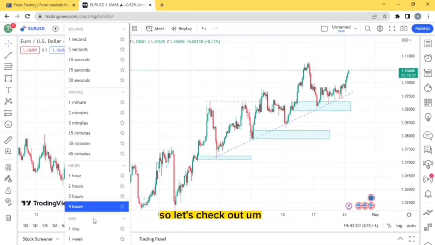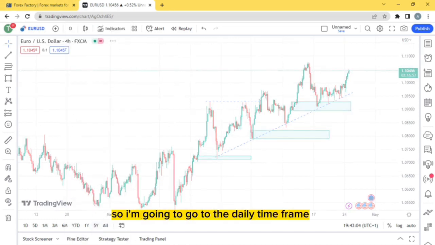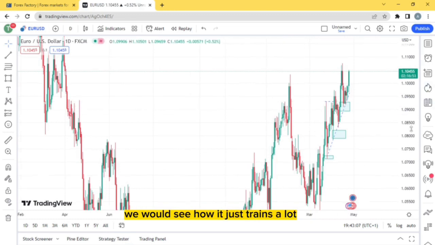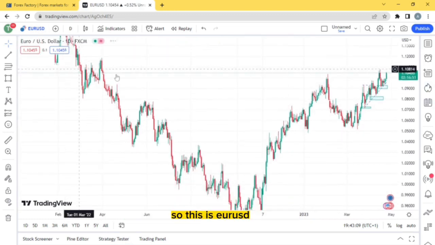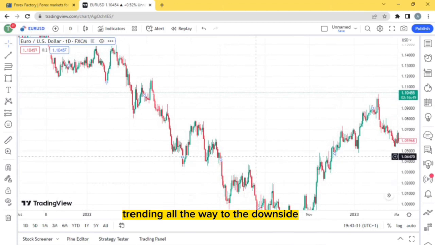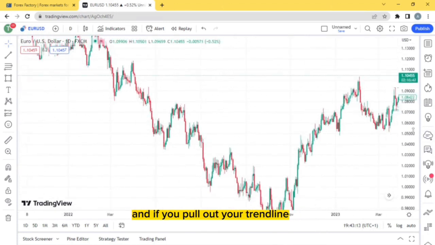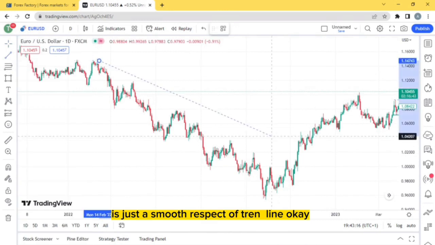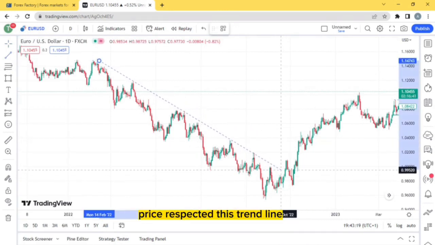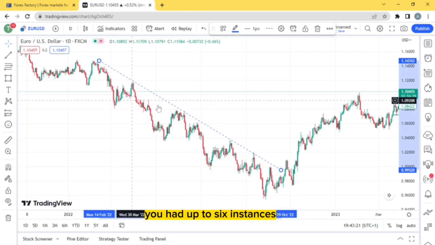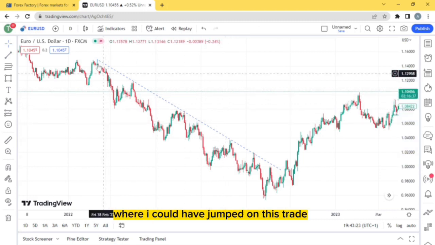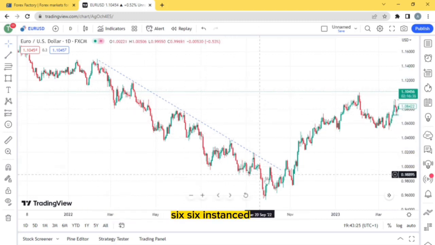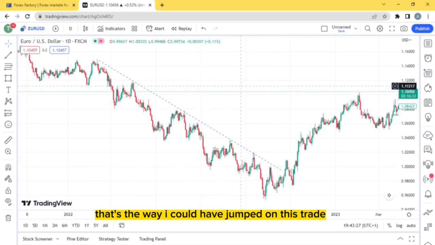So let's check out some data towards it. So I'm going to go to the daily time frame. We would see how it just trends a lot. So this is EURUSD trending all the way to the downside, and if you pull out your trend line, you would see that this is just a smooth respect of trend line. Okay, all the way price respected this trend line. You add up to 6 instances where you could have jumped on this trade: 1, 2, 3, 4, 5, 6 instances where you could have jumped on this trade.